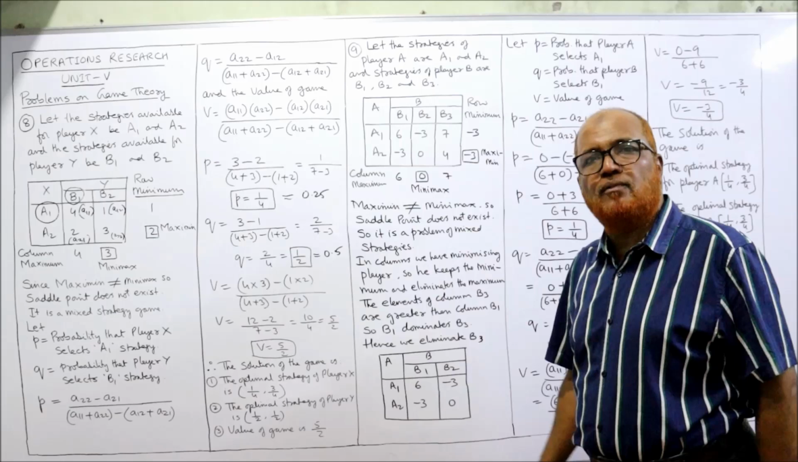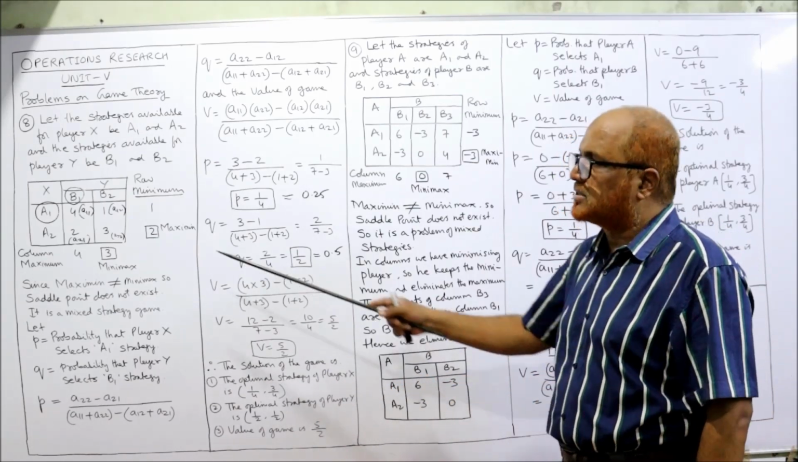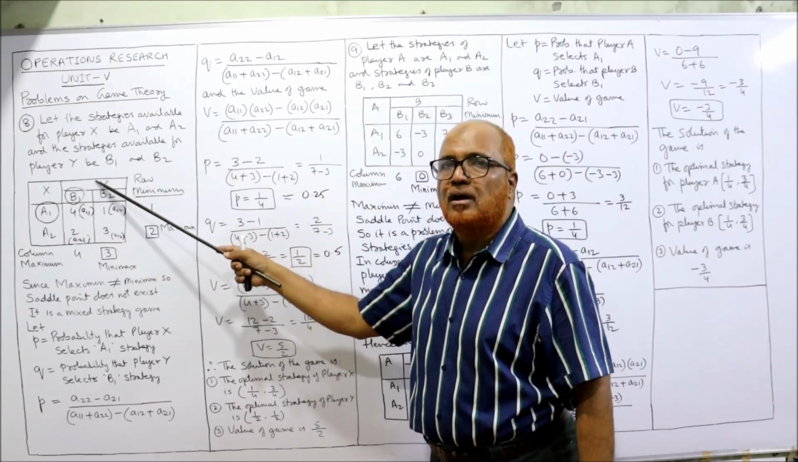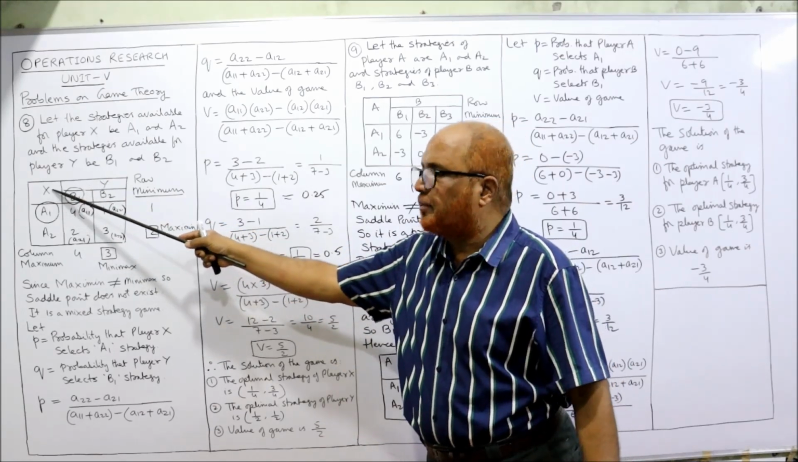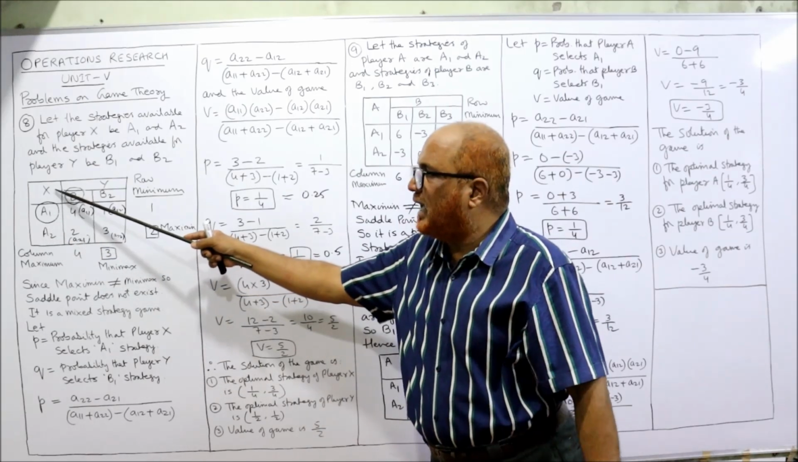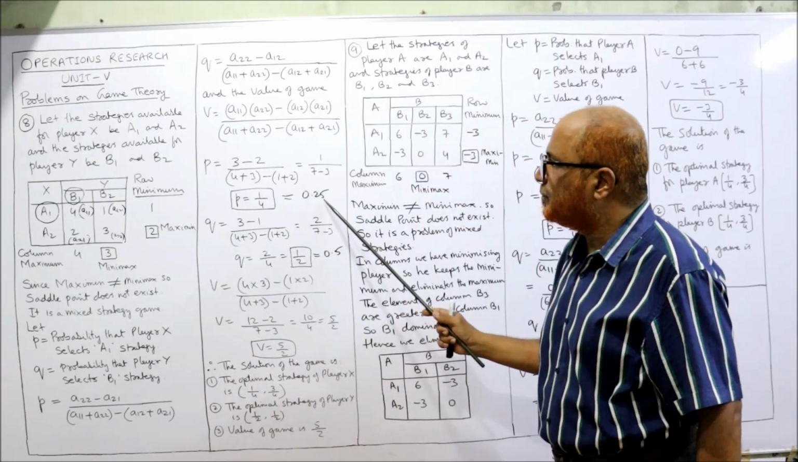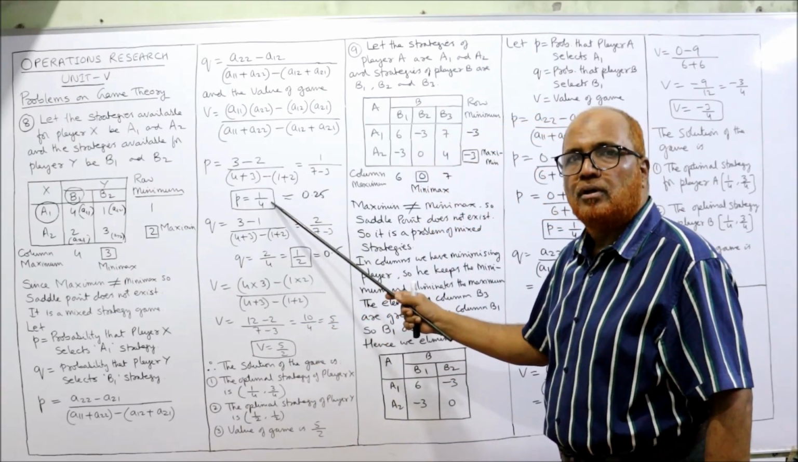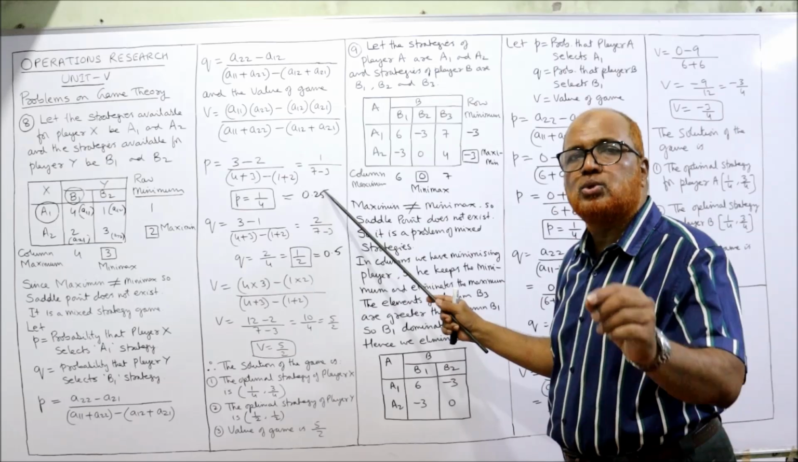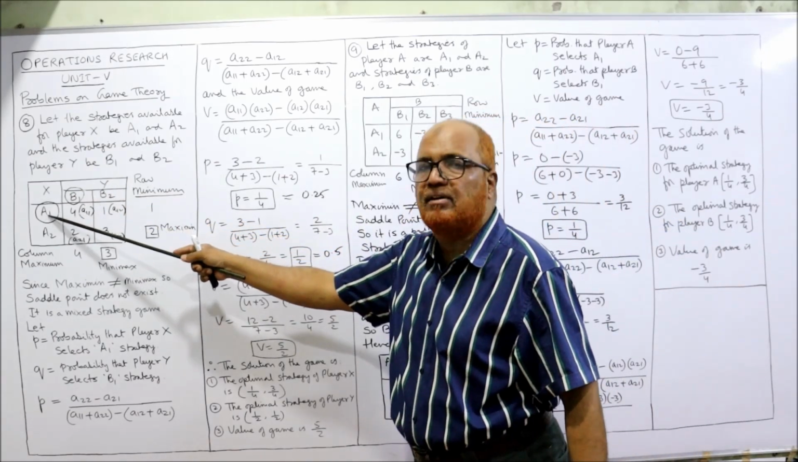Now what is the solution of this game? The first is the optimal strategy for player X. We have two players, X and Y. The optimal strategy for player X is A1, A2. What is the probability that X selects A1? This is P, and what is P here? It's 1 by 4, or 0.25, the optimal probability that player X will select A1.